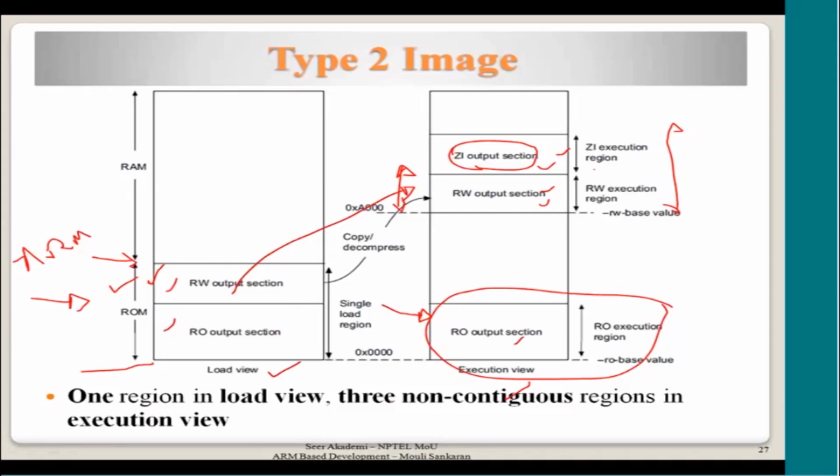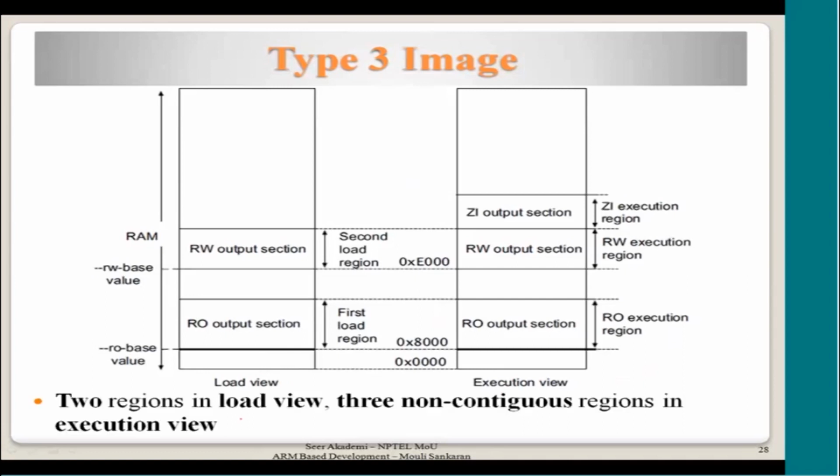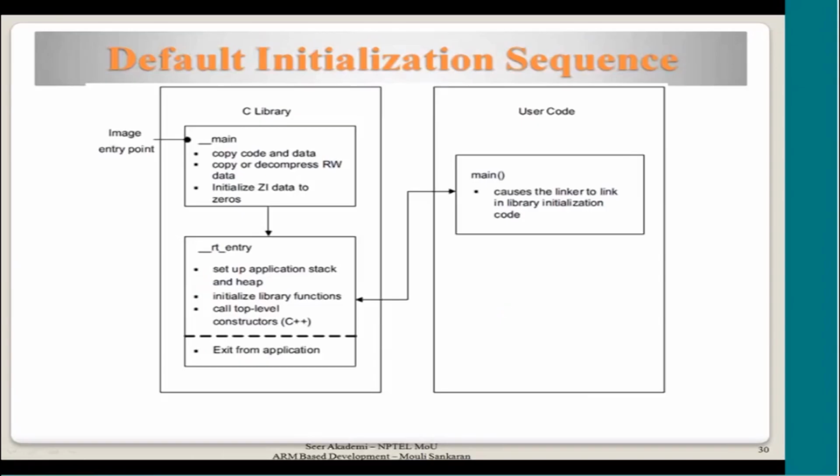This is called 3 contiguous space, load view with 1 region, because it is all contiguous in load view. Another one is the load view itself having 2 regions. That means this will be in a separate location and this in another region, not necessarily contiguous. Some gap may be there, and here also there can be a gap. So these are all different images supported by the ARM linker, and based on the target hardware, it can be done. So how do we start the application? Default initialization sequences run before the main function is called of any user code.